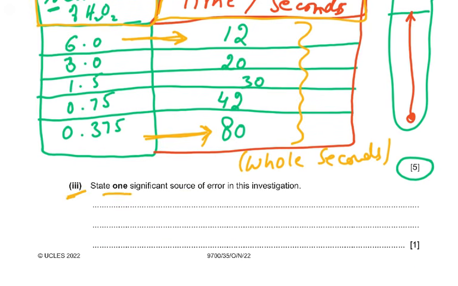Then part 3 says state one significant source of error in this investigation. Well, the error is, of course, it is difficult to judge when the bead reaches the top, or you can say the size of the bead varies, or you can say only one bead was used for each concentration.